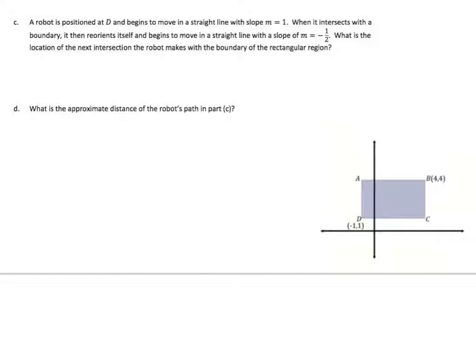And final slide. A robot is positioned at D and begins to move in a straight line with slope m equals 1. So we're at D doing slope equals 1. When it intersects with a boundary, it then reorients itself and begins to move in a straight line with a slope of m equals -1/2. What is the location of the next intersection the robot makes with the boundary of the rectangular region? So we need to figure out where it crosses using a slope of 1.